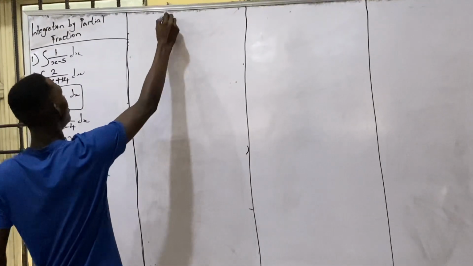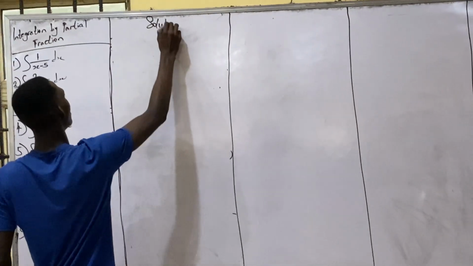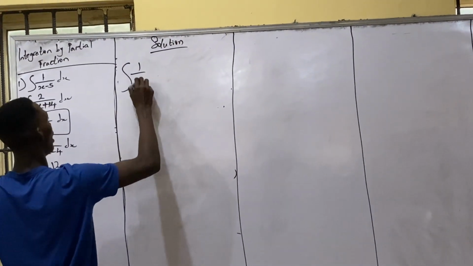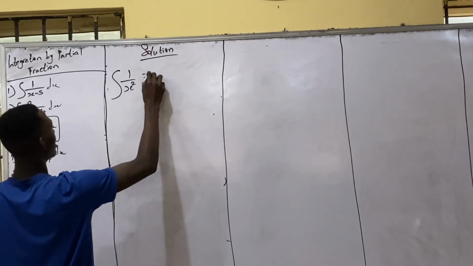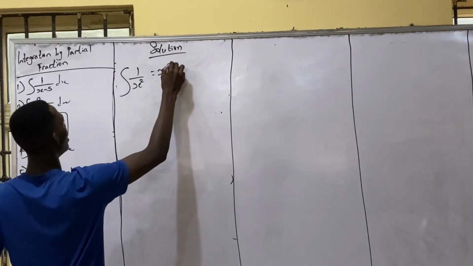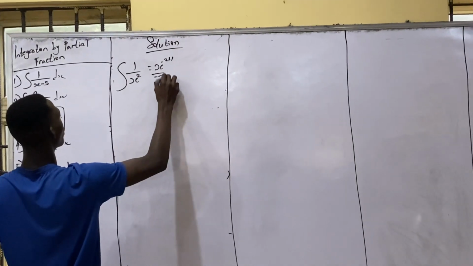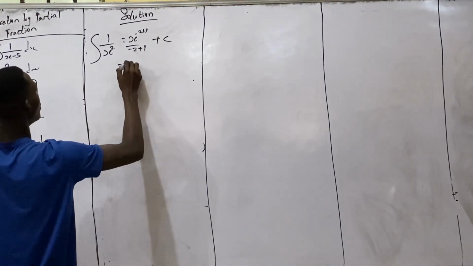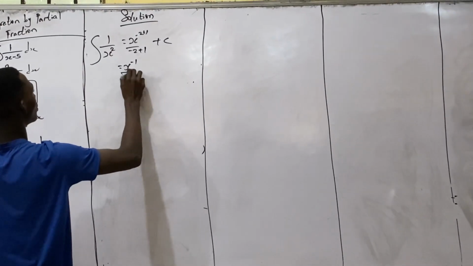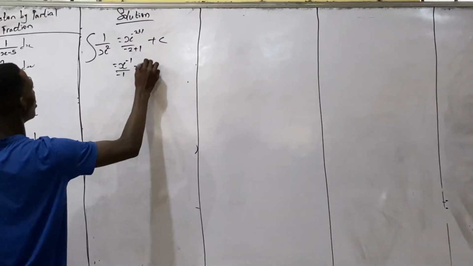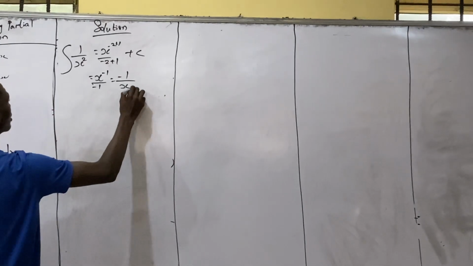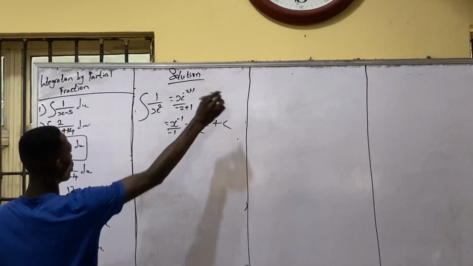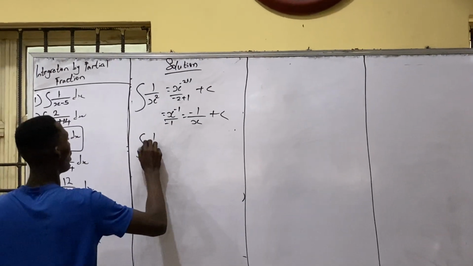In our previous video, I was explaining something whereby we have 1 over x squared. You can rewrite it as x to the power of minus 2, then you add 1 over minus 2 plus 1, plus c. Then I said it is equal to x to the power of minus 1 over minus 1, which is minus 1 over x plus c.